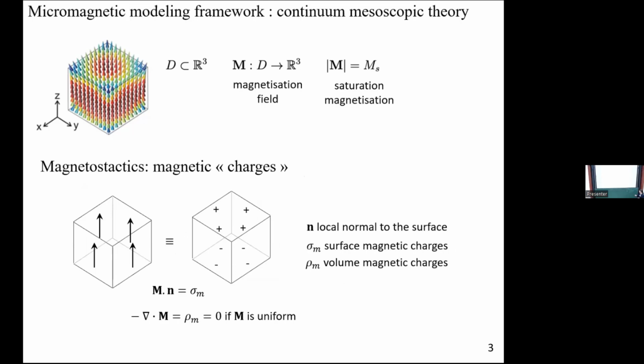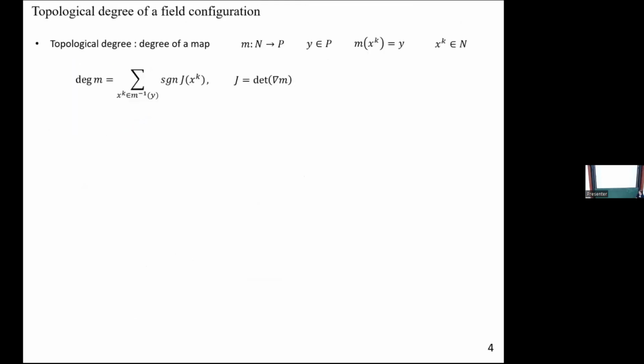I want to remind you that in magnetostatics, we can represent the magnetization by what we call magnetic charges. It's a convenient way to represent magnetization, and you obtain surface charges, and when the magnetization is non-uniform, volume charges. I'm going to talk sometimes about magnetic charges in the rest of the talk. But let me start by defining the topological degree of a field and giving some examples.